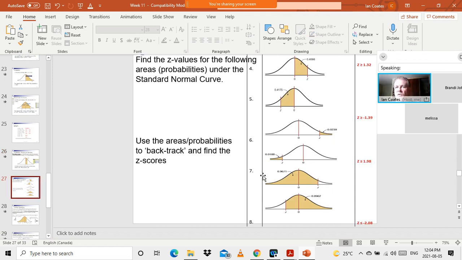What else we got? Here's some more. Okay, where I give you the area under the curve, I give you the probability. Find me the z-scores. That's it. And you got the answers there. You got the questions. You're good to go.